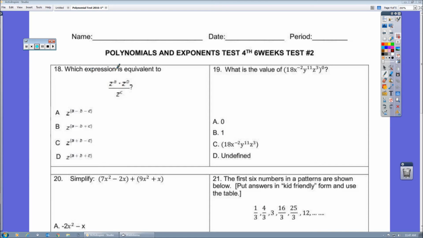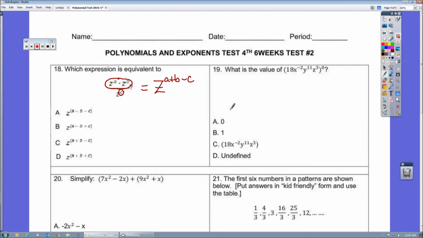Number 18, which expression is equivalent to this? It's kind of blurry here. Z to the A times Z to the B divided by Z to the C. Start at the top. Remember our rule. When we're multiplying exponents, we're actually adding them together. And then our rule said when you're dividing exponents, you are subtracting.